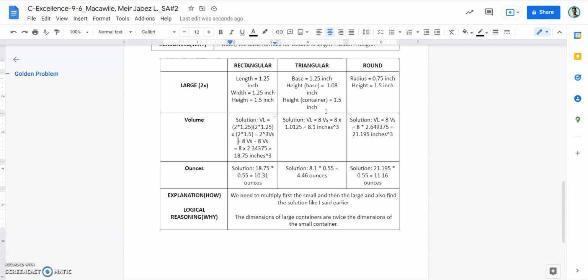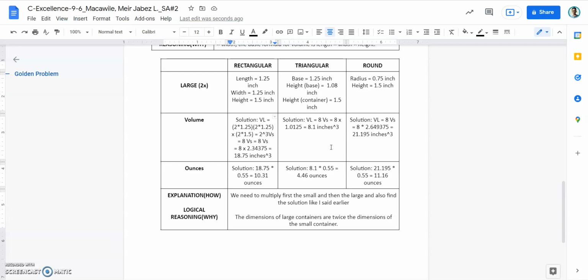So the next part is triangular. Base is equal to 1.25 inches. Just like what I said earlier, you need to copy the rectangular, triangular, and round of the large, 2 times. Then we find the solution for the triangular large: volume large is equal to 8 times volume small, which is 8 times 1.0125, equal to 8.1 inches cubed. Now we need to find the ounces with 0.55: 8.1 times 0.55 is equal to 4.46 ounces.